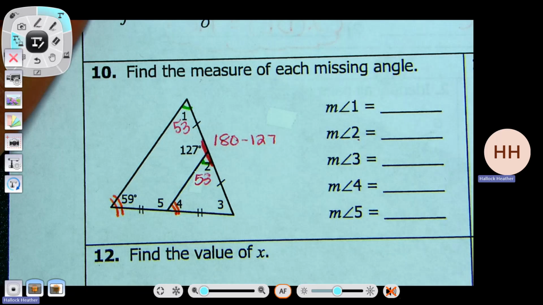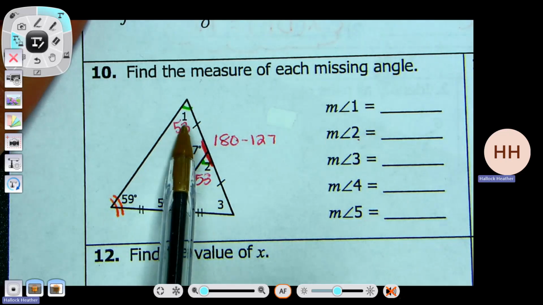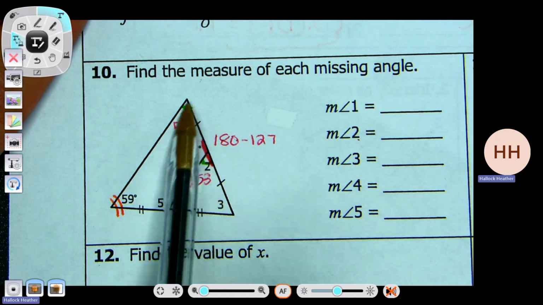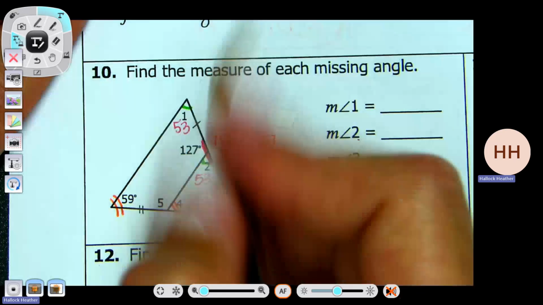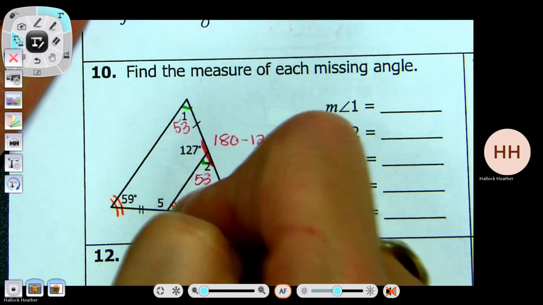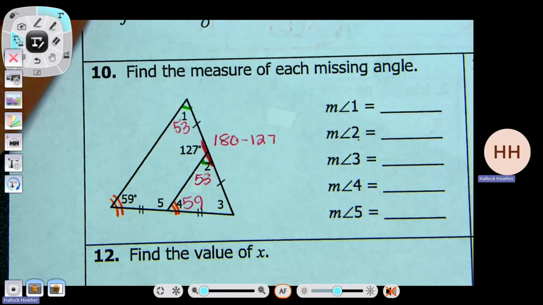Kobe, stop. 5 matches with something. What does 5 match with? No, 5 doesn't match with 4. Hold on, wait. Stop talking. 4 technically matches with 59. 53 can go here, 53 can go here. They're corresponding angles. Same thing down here. 59 can go here, 59 can go here. So automatically I could put 59 here, because corresponding angles with parallel lines.